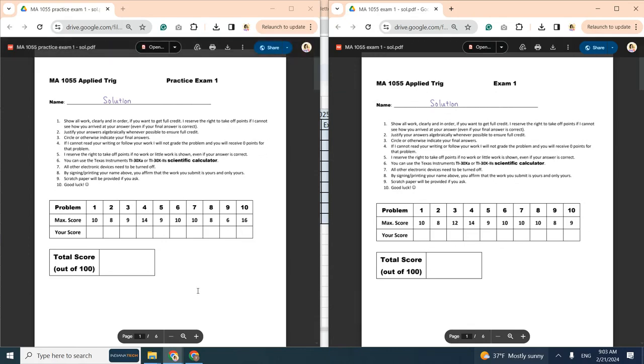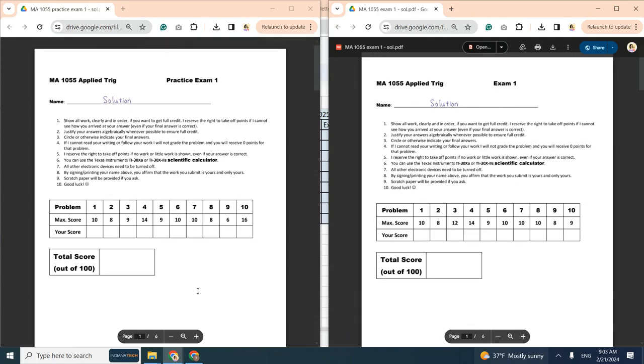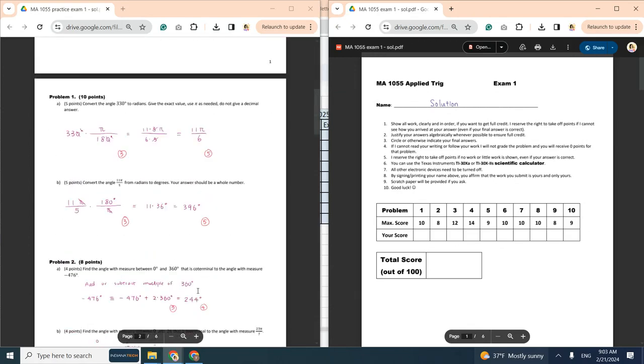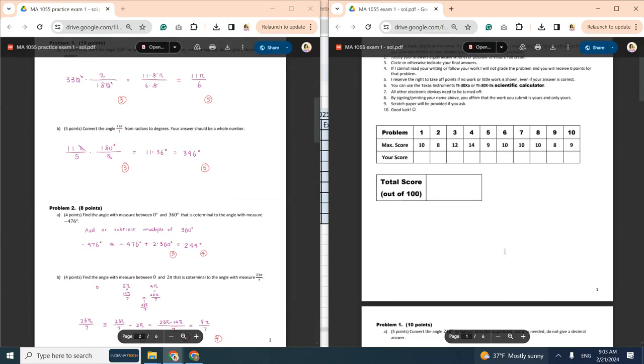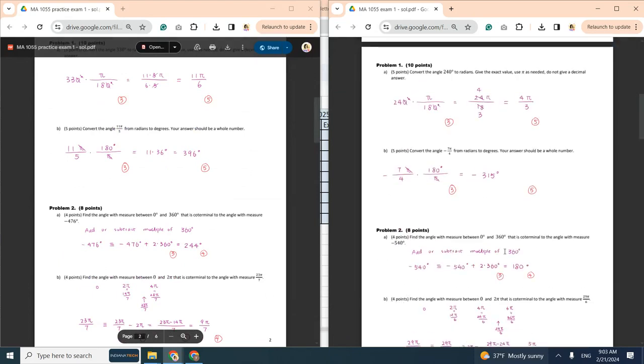Okay, so let's compare. The left side is our practice exam. The right side is exam 1. Look at the first problem. We convert radians to degrees and degrees to radians. Are they similar? I changed the numbers.